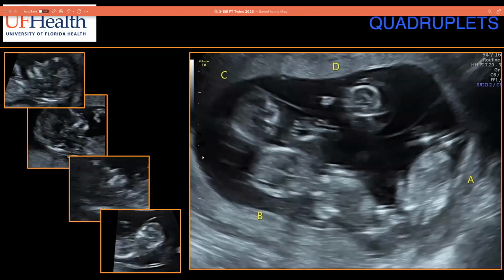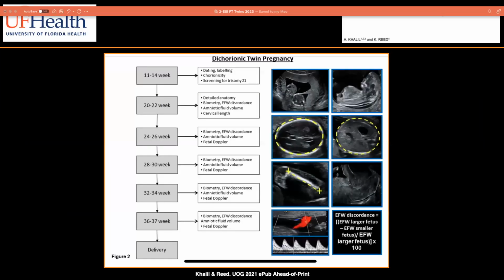Here were those quadruplets that I showed earlier on, and one of them really had a very thick NT, as you can see here. The other three were perfectly normal, so you can have discordance there.